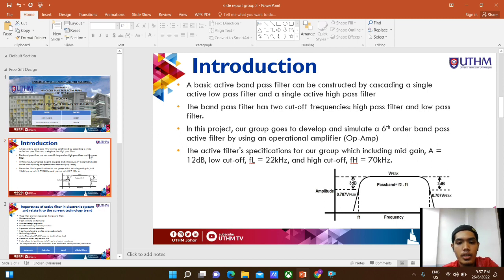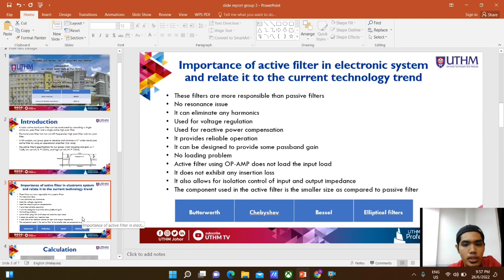We have been given the active filter specification, which is the mid gain is 12 dB, low cutoff is 20 kHz and high cutoff is 70 kHz. The band pass filter has two cutoff frequencies, which are from a high pass filter and a low pass filter. In this project, our group aims to develop and simulate a 6th order band pass filter by using operational amplifiers, op-amps.